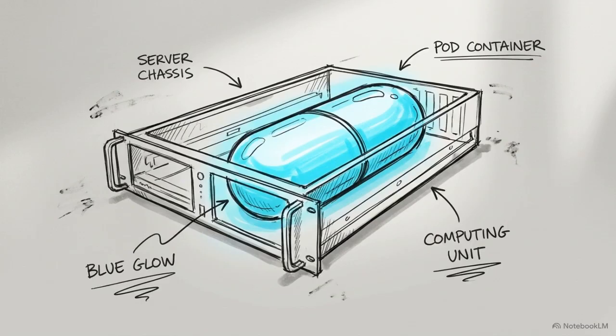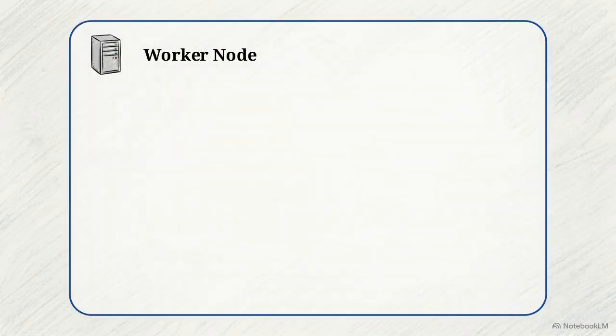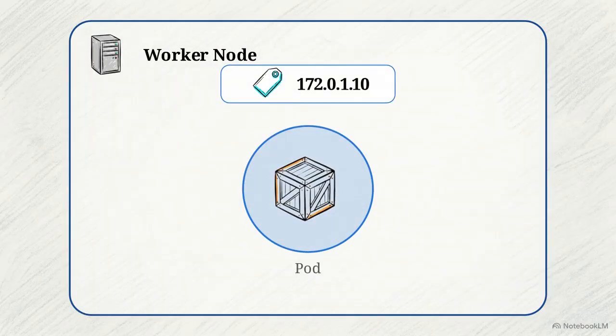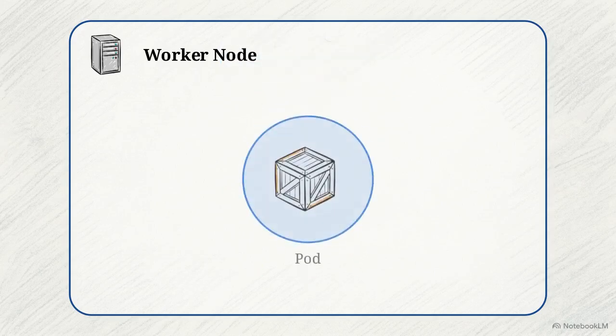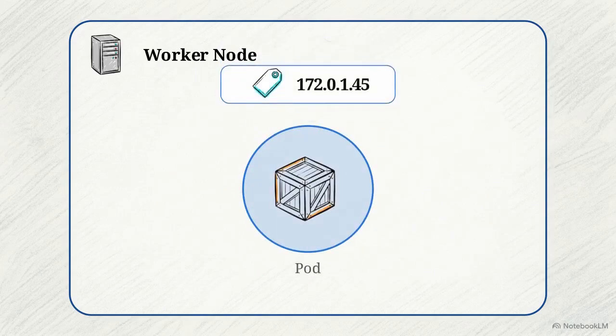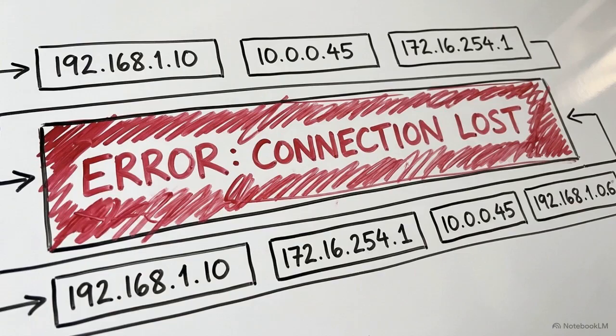We start at the foundation, the pod. When the scheduler places a pod onto a worker node, it gets a specific IP address. But pods are ephemeral. If a container crashes, that pod is destroyed. When a new one replaces it, it gets a completely new IP address. Reliable internal communication becomes impossible if destination addresses vanish without warning.